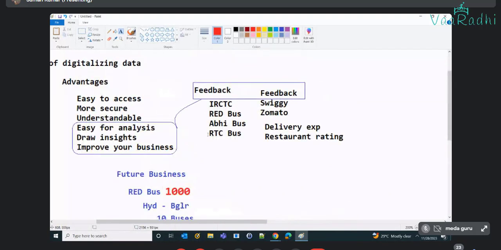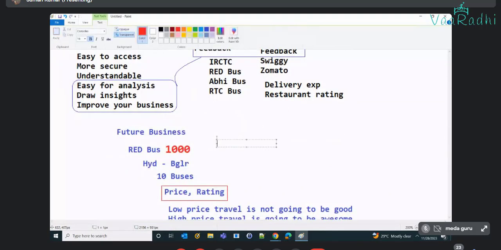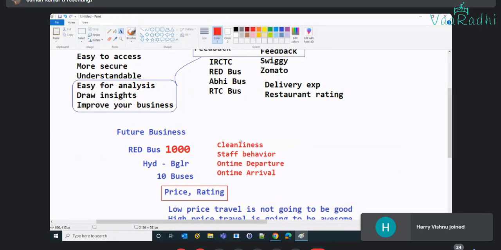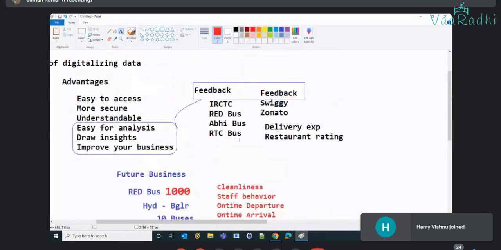They are asking app users to give the feedback, and they are giving a few predefined options: cleanliness, staff behavior. Okay, what are the other two parameters, guys? On time or not, on time departure, on time arrival. So basically, they'll give these predefined options to us in the feedback form.